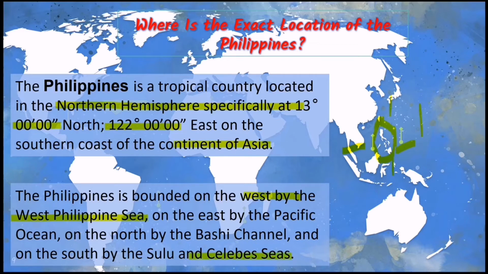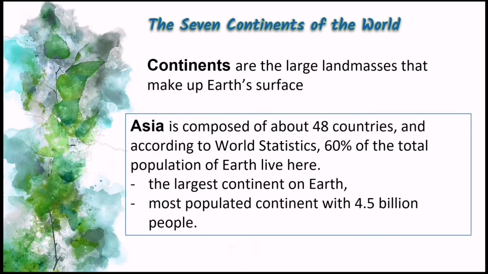The Earth was divided into 7 continents. When we say continents, it is the large land masses that make up Earth's surface. Okay, so mga land masses sa Earth's surface. Mao siya ang continent. So, na-divide siya into 7.